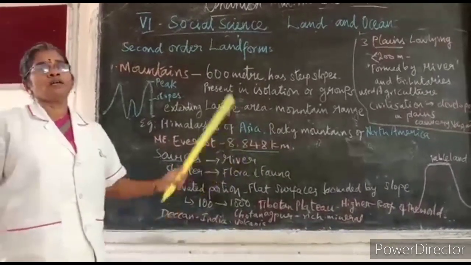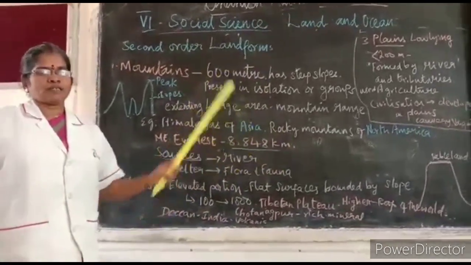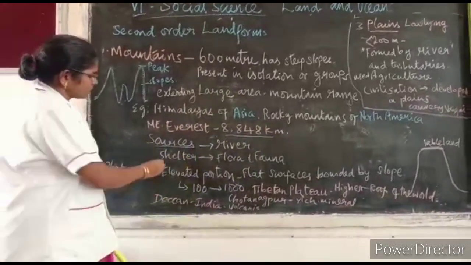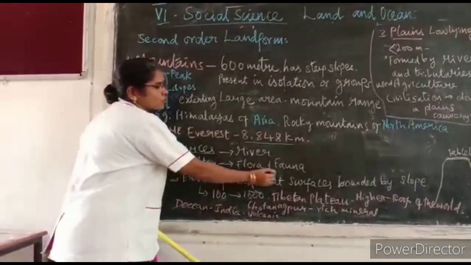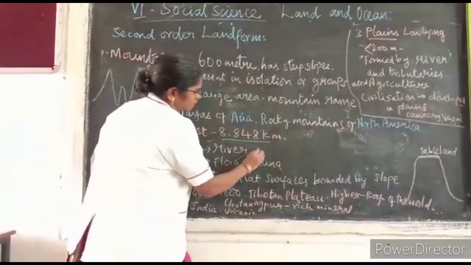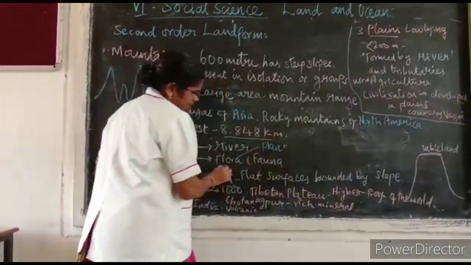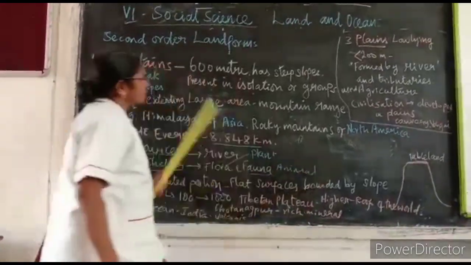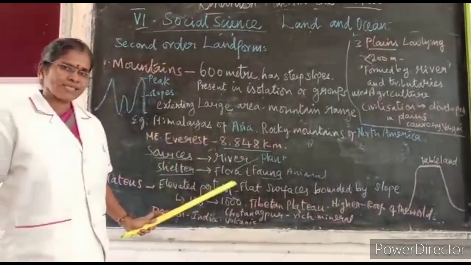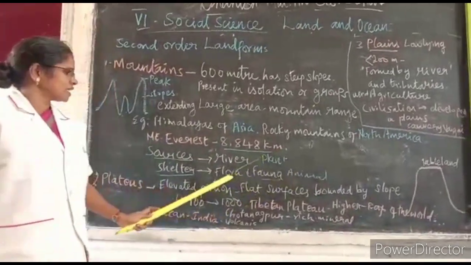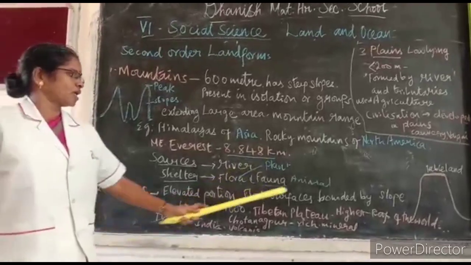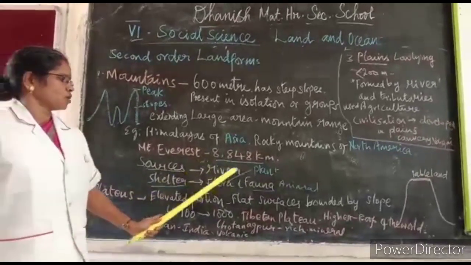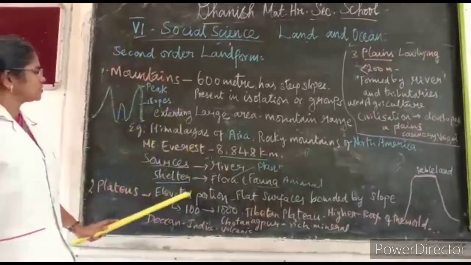Coming to the sources of mountains, river is the main source. From the mountains all the rivers come out. River means water. Also, mountains give shelter to flora and fauna. Flora means plants, the plant kingdom, and fauna means the animal kingdom. So mountains give shelter for plants and also for animals. So all these things concern the mountains.